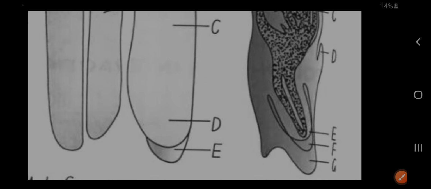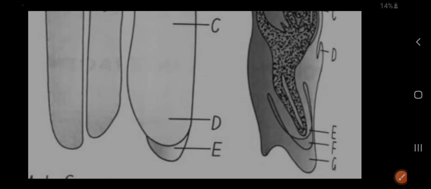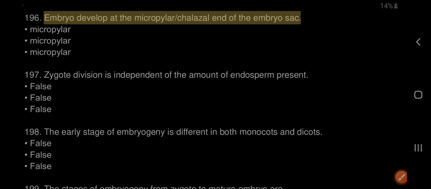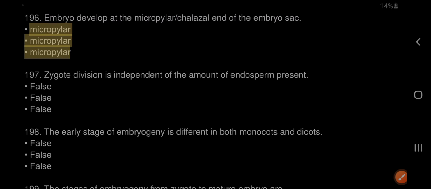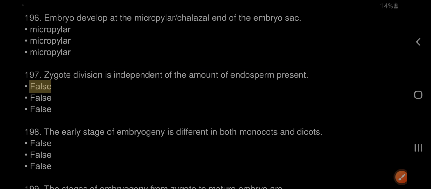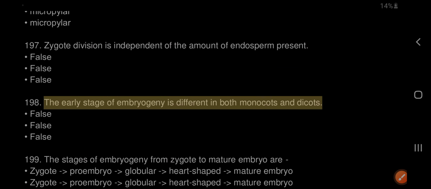196. Embryo develops at the micropylar end of the embryo sac. Micropylar. 197. Zygote division is independent of the amount of endosperm present. False. 198. The early stage of embryogeny is different in both monocots and dicots. False.